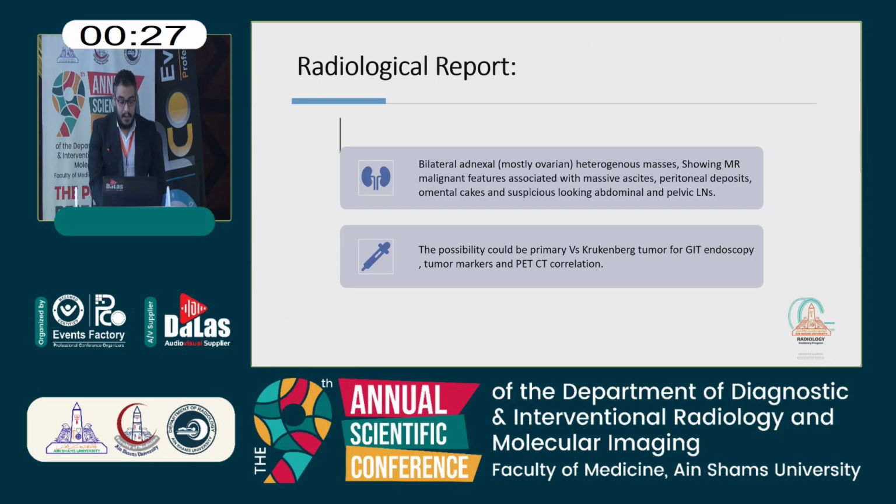Our radiological report by Dr. Amal Ibrahim: bilateral adnexal mostly ovarian heterogeneous masses showing MRI malignant features associated with massive ascites, peritoneal deposits, omental cakes, and suspicious looking lymph nodes. Possibility of primary versus Krukenberg tumor; for GIT endoscopy, tumor markers and PET CT.